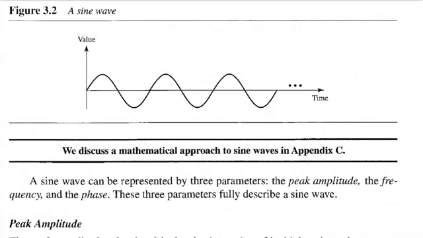A sine wave can be represented by three parameters: the peak amplitude, the frequency, and the phase. These three parameters fully describe a sine wave.